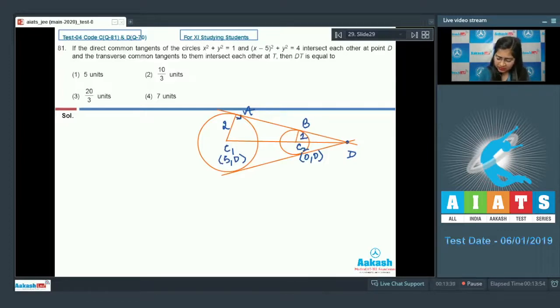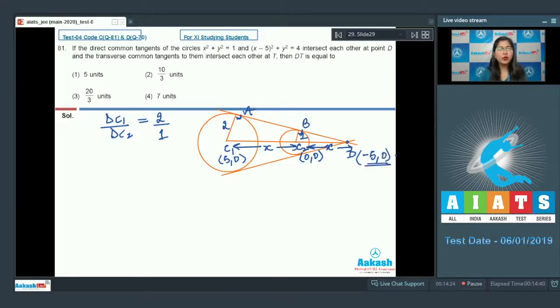Now we know that this is a right triangle and this is also a right angle. Hence we know that DC1A and DC2B, they both are similar. So we can say that DC1 upon DC2 is equal to AC1, that is 2, upon BC2, that is 1. So we can say that DC1 is equal to 2 times DC2. Let us say DC2 is equal to x. So we can say that C1C2 will also be equal to x, that is, C2 is the midpoint of C1 and D. So we can say that the coordinate of D will be equal to (minus 5, 0).